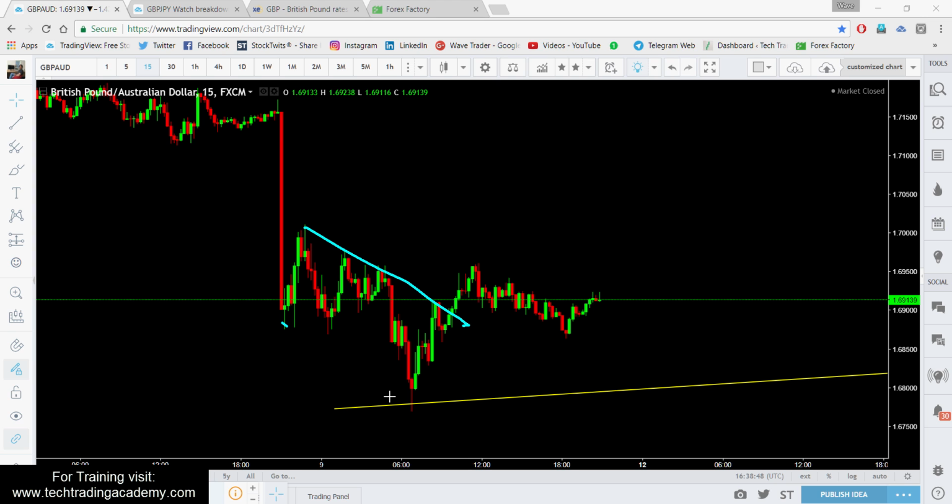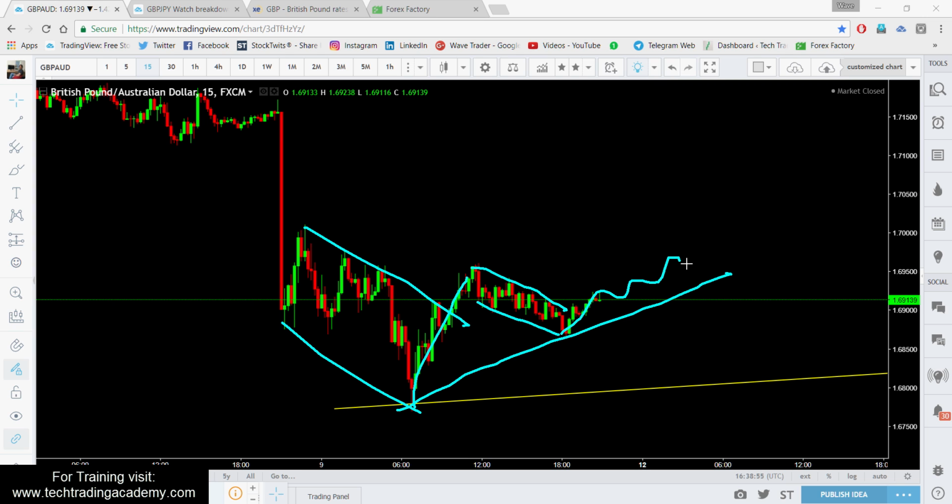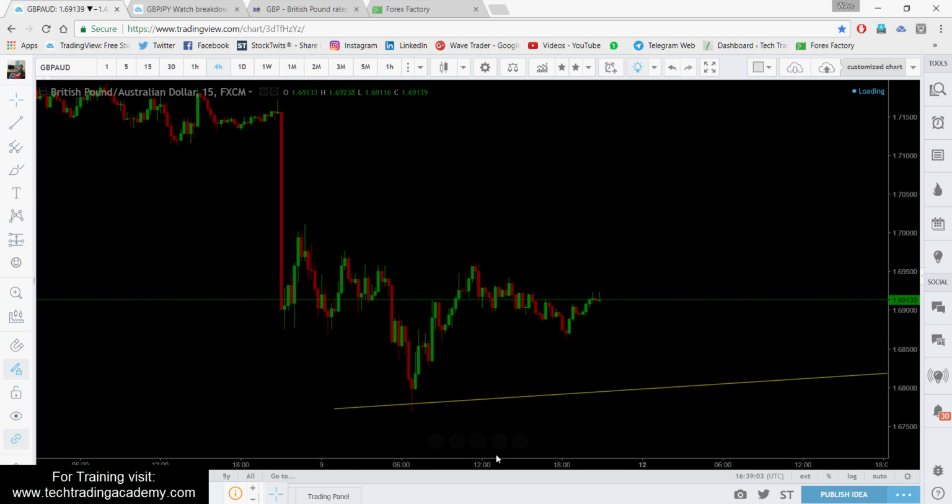Reversal formation, impulse, a flag, and it is forming a corrective up wave. Pay attention at that area. If you see price test that area, look for short. Quite similar to other pound pairs.